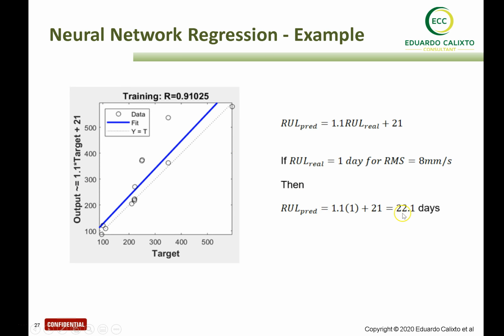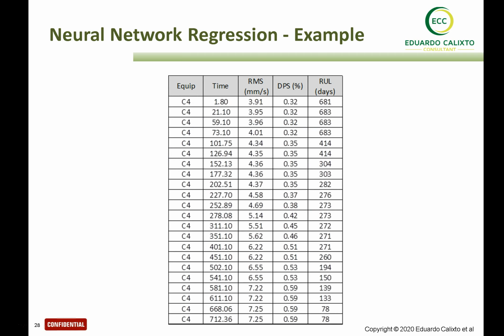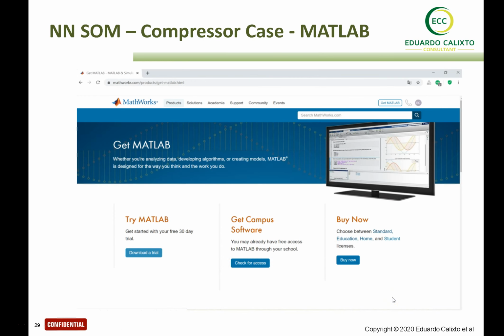So I can predict remaining useful life for 21 days, depending on the level of RMS that I have. And of course, for each level of RMS, I have a level of remaining useful life. Then I can make this relation, look at it on my data sets, and predict my future remaining useful life. And that's what I've got from here. I have this information in here, and then I will start to predict for a new equipment the remaining useful life for the next time based on degradation.